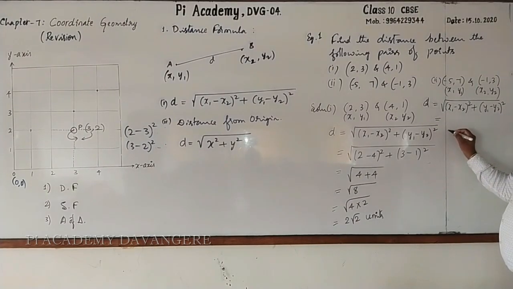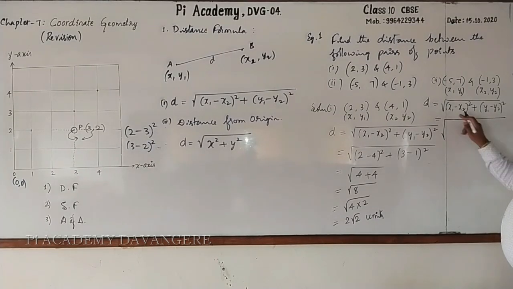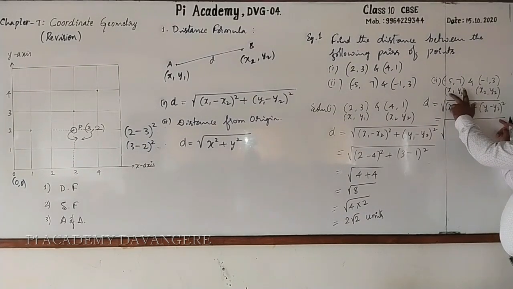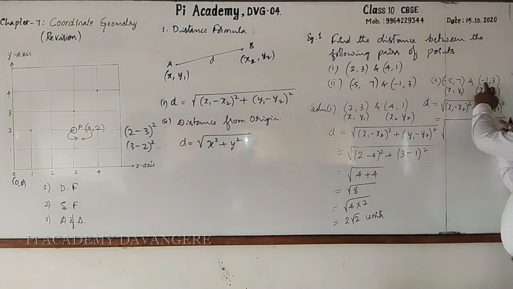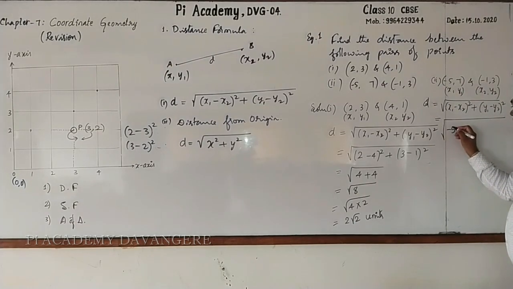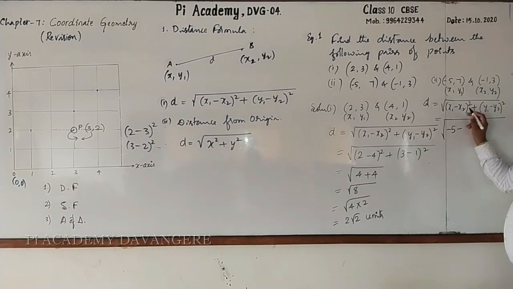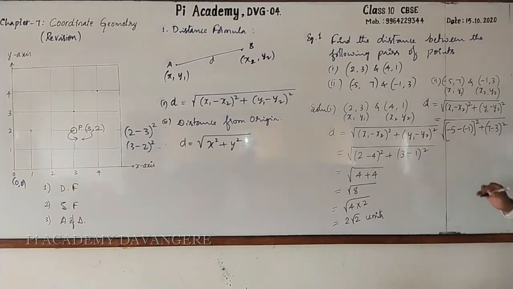This is equal to square root of (x1 minus x2). See that here x1 is minus 5 and x2 is minus 1. Minus 5, here minus is already there. x2 is minus 1. It is whole square. Plus (y1 minus y2) whole square. 7 and 3. So (7 minus 3) whole square.